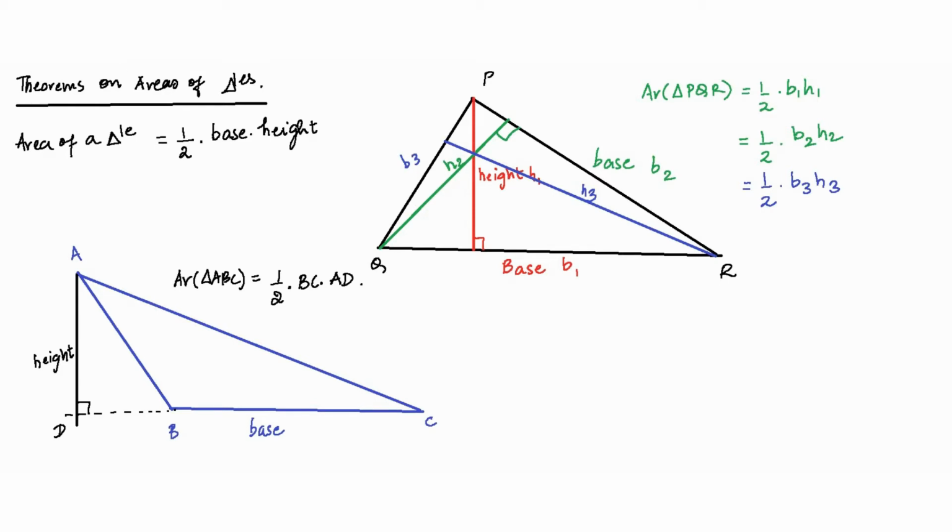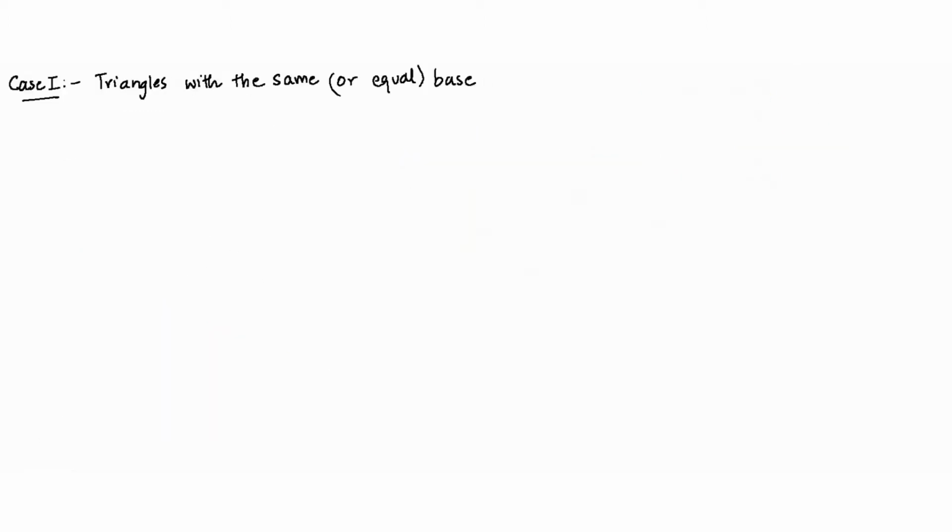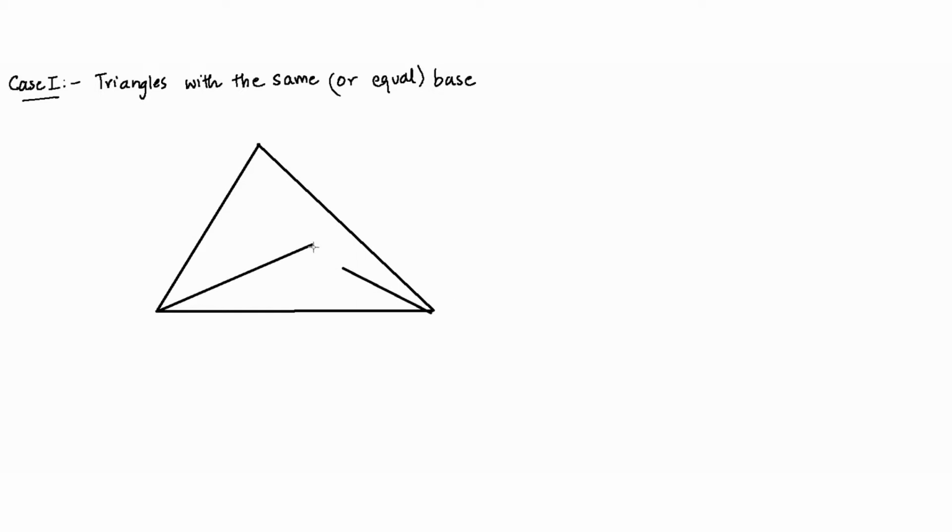Now let's consider different combinations for the triangles. So let's now take up the next diagram. Let's consider two triangles with the same or equal base. So let's construct a triangle over here. This is triangle ABC. And let's consider another triangle here. So I have triangle ABC and another triangle DBC.